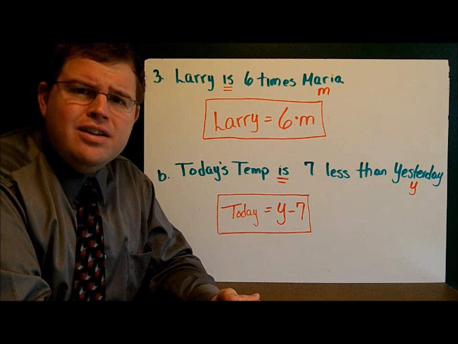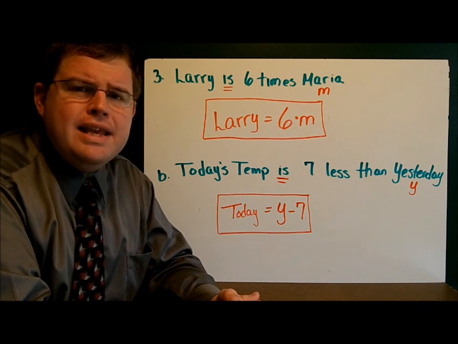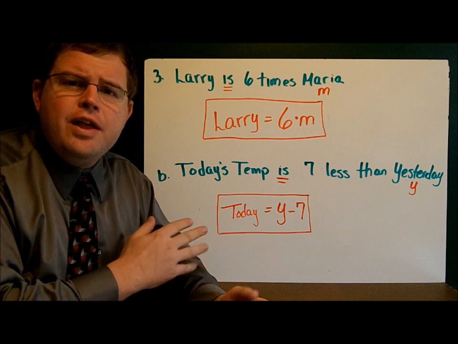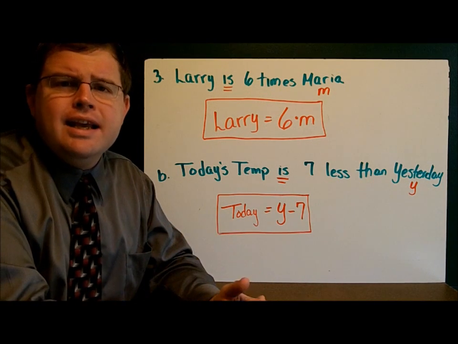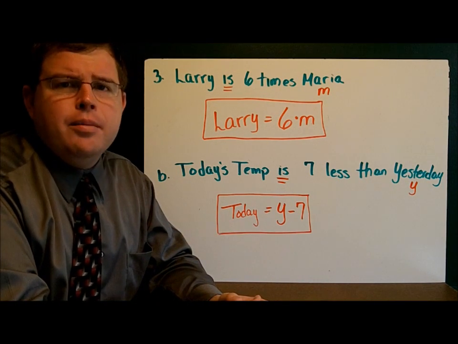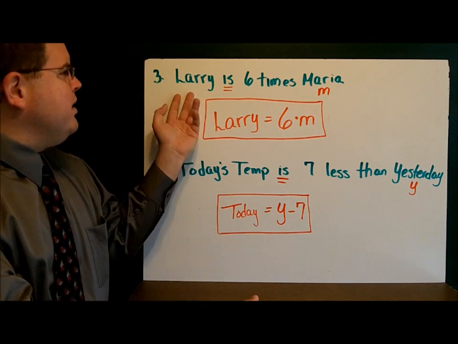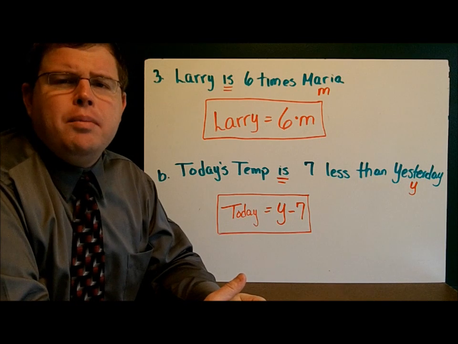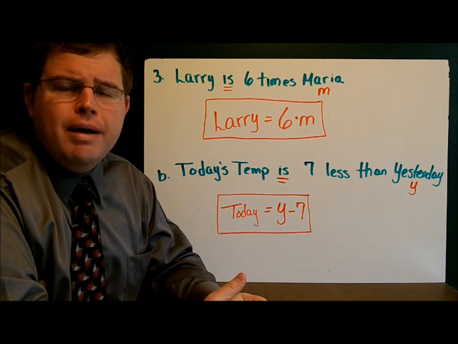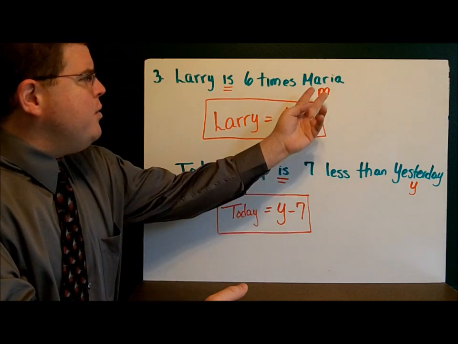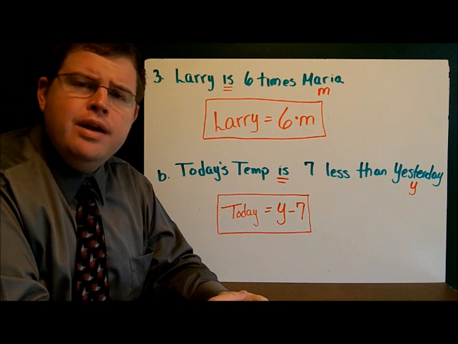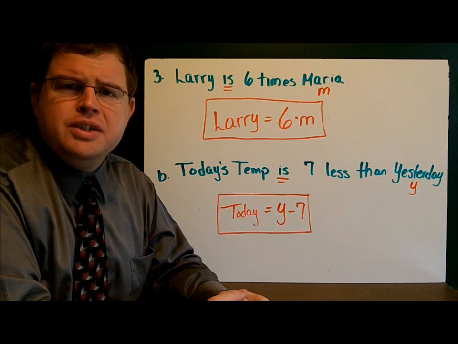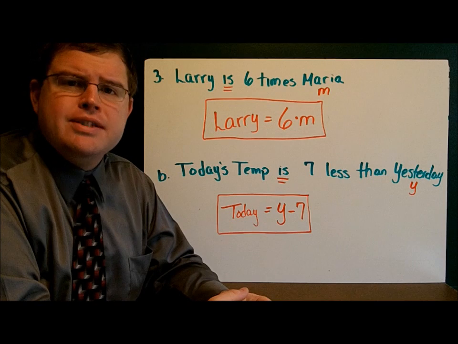So let's take a look at how we can do this. We don't know anything about Maria's age. And the thing we know nothing about, nothing at all, we use a variable for. We know a little bit about Larry. Larry is 6 times Maria. But we know nothing at all about Maria. And so Maria we'll just call M. And you could use any variable to denote her age. It doesn't matter. We're going to use M for Maria.